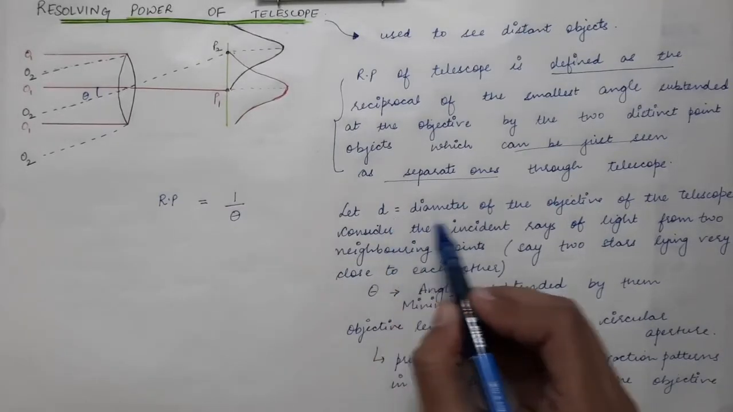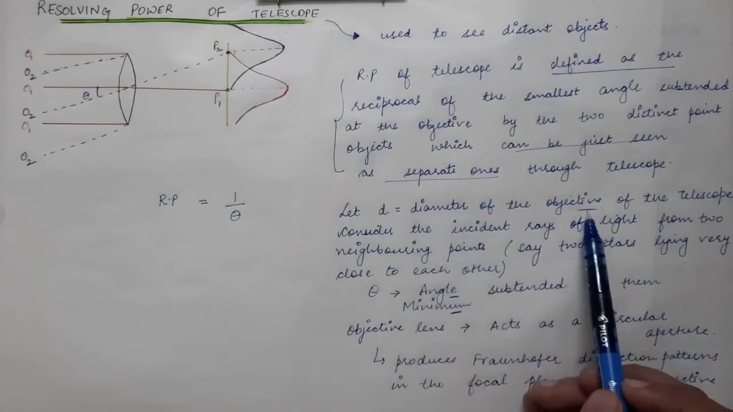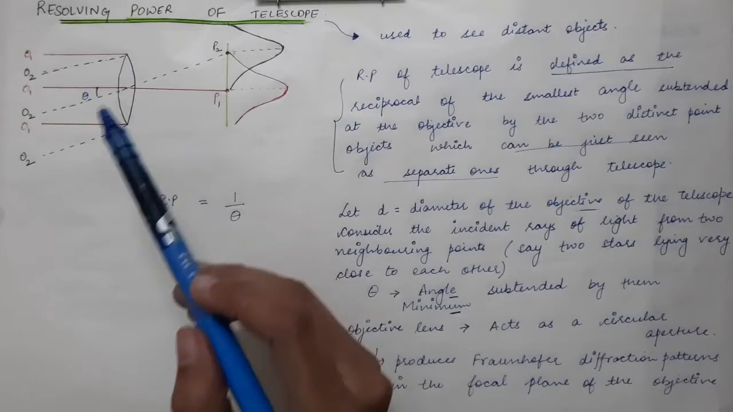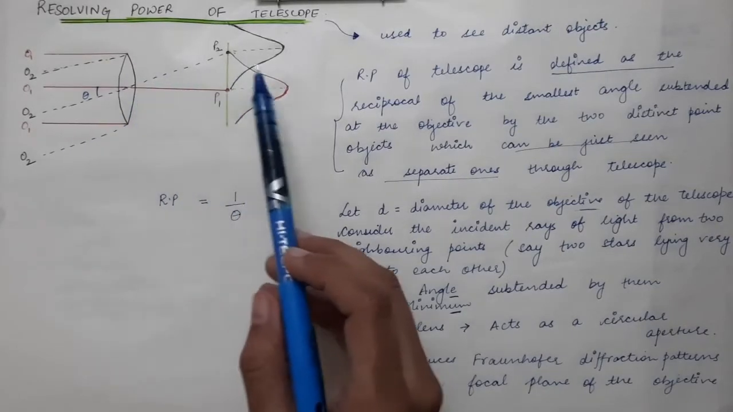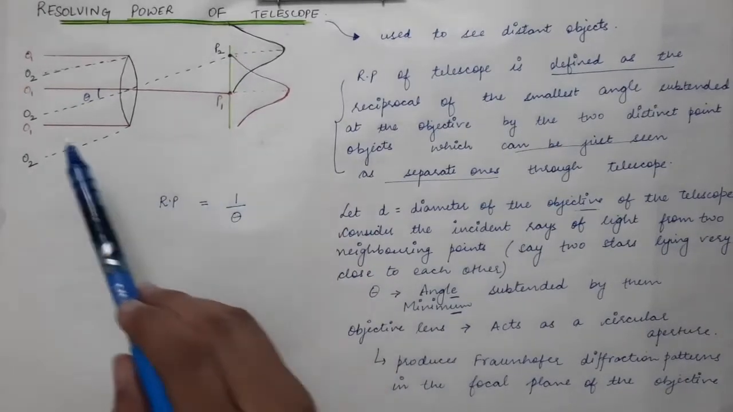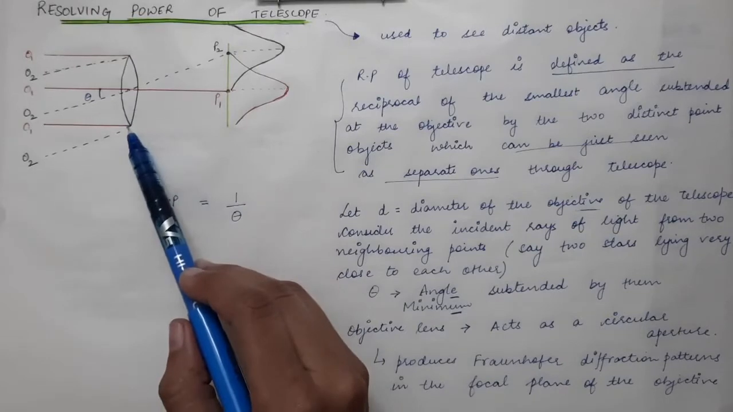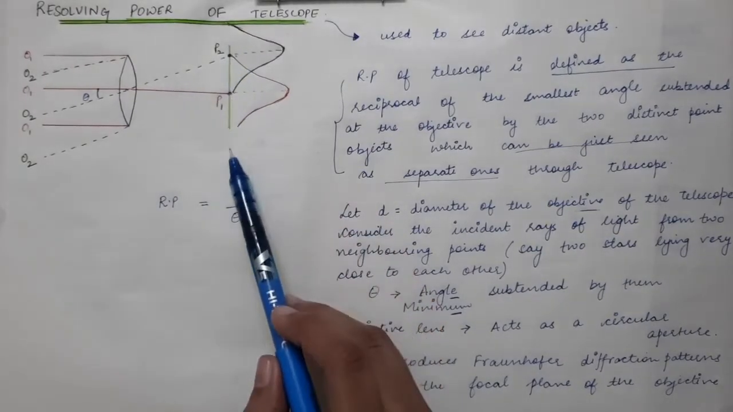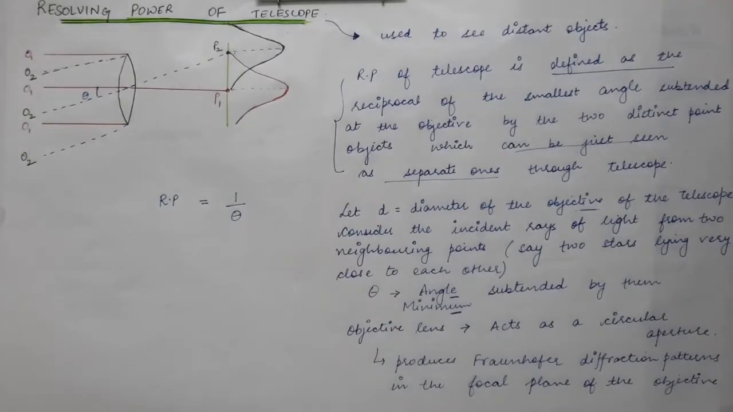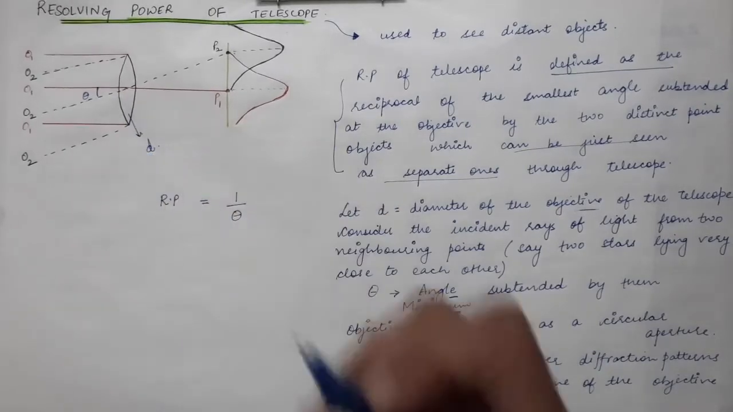So let's say D is the diameter of the objective lens of the telescope. As I have said, the objective lens of the telescope is circular in shape and it will act as a circular aperture. Therefore, a diffraction pattern is formed on the focal plane of the lens. So Fraunhofer diffraction will occur over here. This lens will act as the circular aperture, and on the focal plane of this objective lens we will get the diffraction pattern. So let's say the diameter of this objective lens is given by small d.